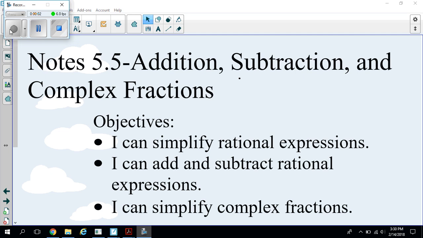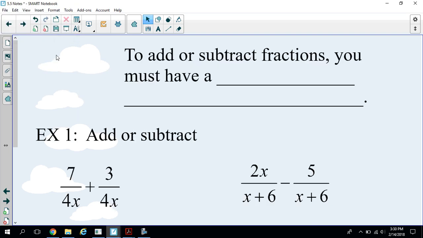So here are the 5.5 notes. All we're going to do for this part of the notes is add and subtract rational expressions. Remember, whenever you're adding or subtracting rational expressions, you must have what we call a common denominator.